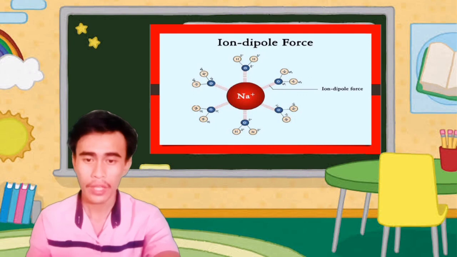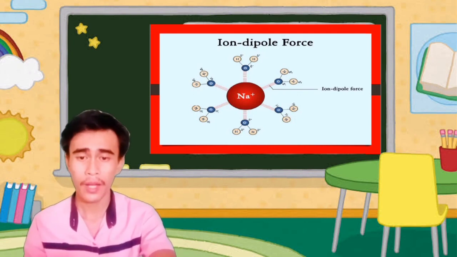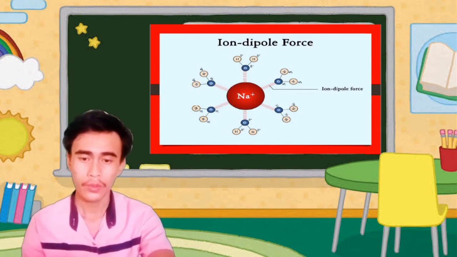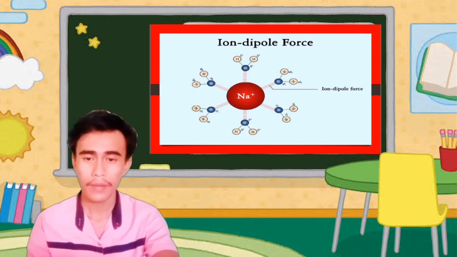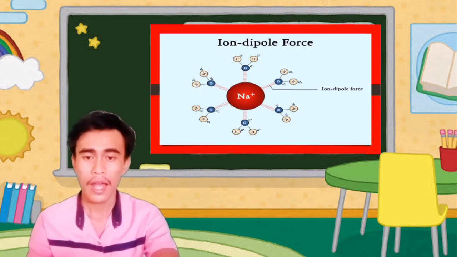So when we say ion dipole, we have an ion and we also have a dipole. What is our ion here? Our ion is the sodium in the middle. And the dipoles are the water molecules here, each with a partially positive and a partially negative pole. How many? 1, 2, 3, 4, 5, 6. So we have 6 dipoles and 1 ion. When we see this structure, it is an ion dipole force.